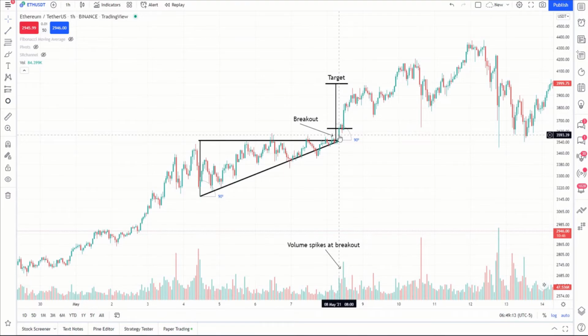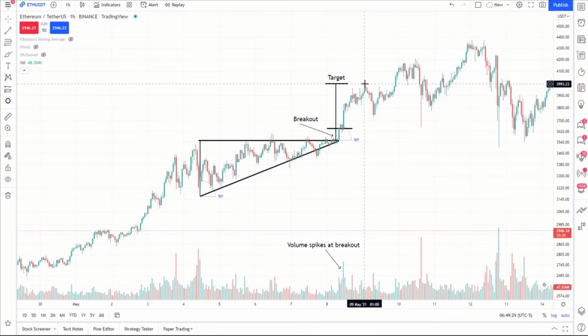This green candle. At that point there, you see that the volume spikes as well and the continuation occurs. Our target is set at the distance between the first point and the horizontal line where we drew our triangle from. In this example, that target is met pretty quickly.